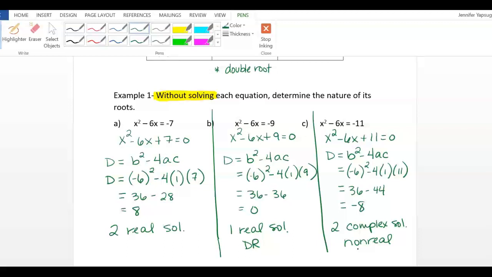All right, so today's homework is going to be to evaluate different equations without solving and determine the nature of the roots. And then there is some practice on solving and using any of the three methods that you think is easiest. Again, just to review, that would be solving by factoring, solving by completing the square, or solving by using the quadratic formula.